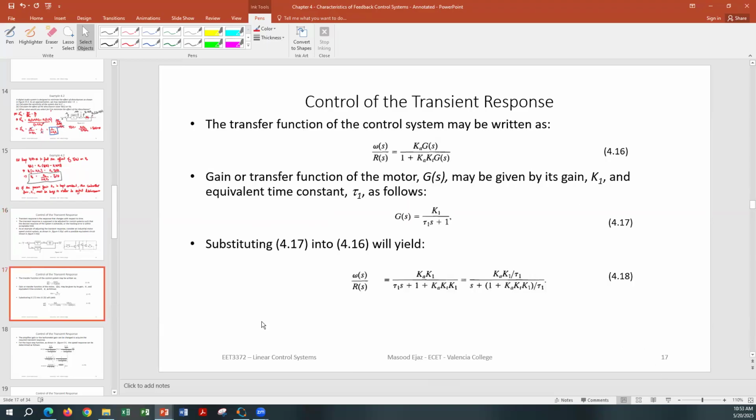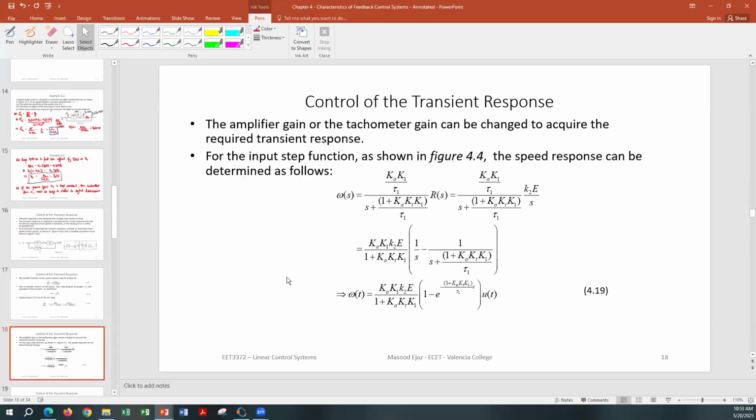So this is solved here. We calculated the transfer function first, and then the transfer function of the motor Gs may be given by its gain K1 and equivalent time constant tau 1 as follows. So we assume that the transfer function can be given by an expression that has a gain K1 and the time constant tau 1. And we plug in that value of Gs in this expression to get the transfer function of the system.